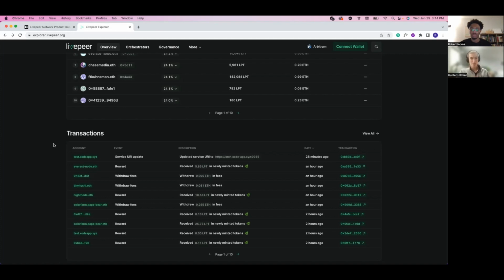I think it's clear that there are a lot of areas here where we can do a better job of showing what's happening on the network, letting people interact with it, letting people explore it in a way that is meaningful for them and helps them achieve what they want to achieve with the Livepeer network. And I think that's really our goal here.